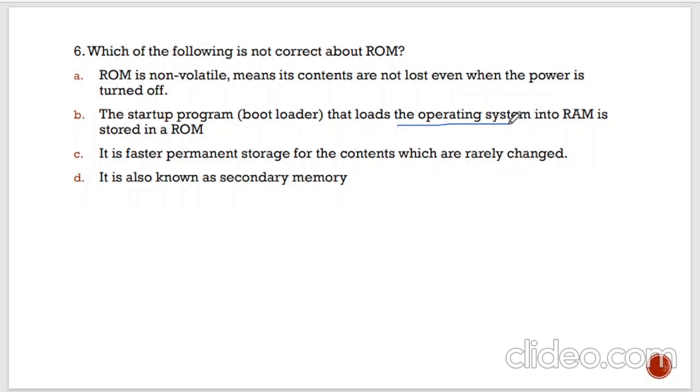Is it also known as secondary memory? No, ROM is not considered secondary memory. RAM is considered primary memory, and ROM is also considered primary memory only. Even though it stores the data permanently, it is not considered one of the secondary memory devices; it is considered only primary memory. So which option is not correct? "It is also known as secondary memory" is not correct.